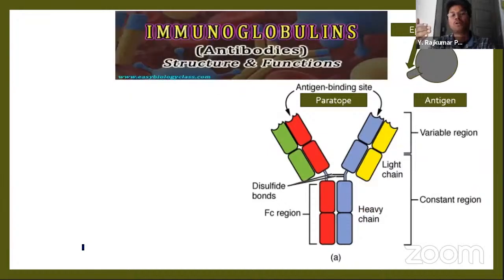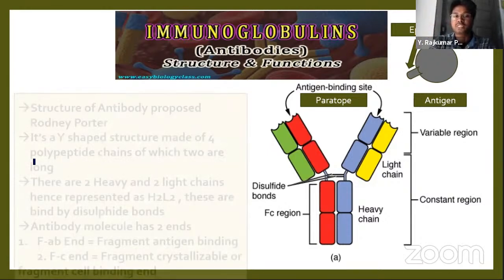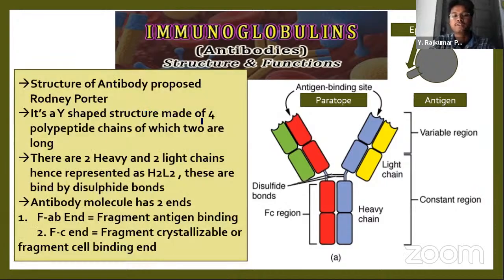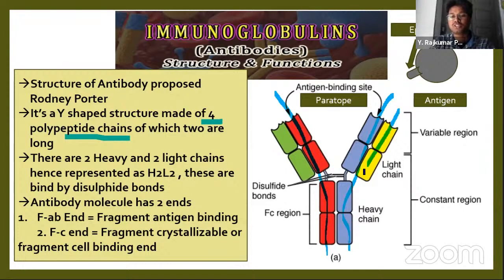Antibodies are also called immunoglobulins. And let's see the structure of these antibodies. Just now, I have told you that they are Y-shaped structures. And if you observe deeply, you find four polypeptide chains, of which two are long and two are short. Here you can see this is a long chain and the other one is a short chain. There are four chains of polypeptide. Polypeptide means nothing but the protein.